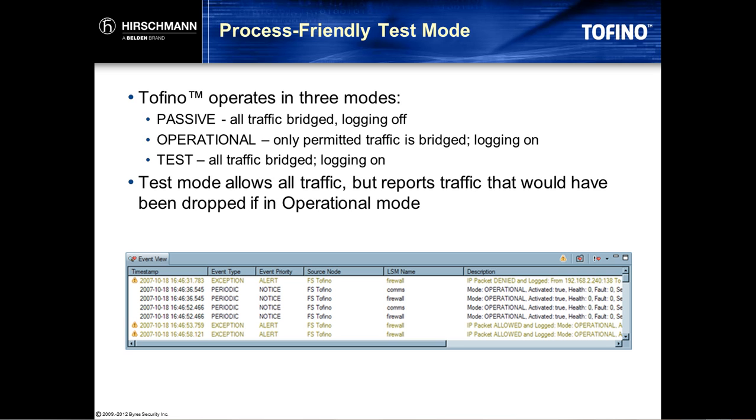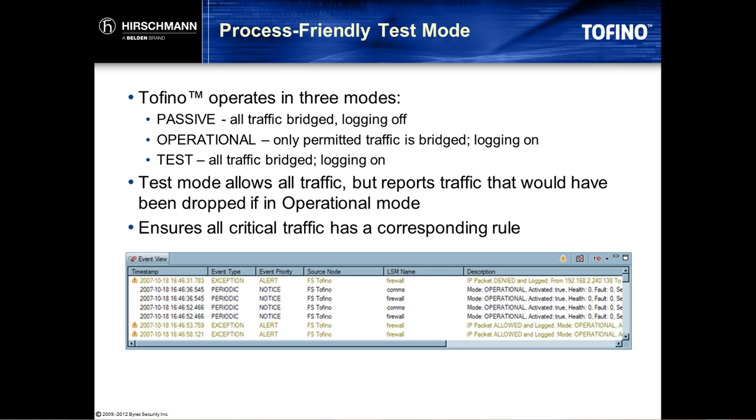In test mode, the Tofino will allow all traffic to pass through the device, but it will check the traffic against the firewall rules, and it will generate alarms for any traffic that would have been blocked if the device was in operational mode. So this is a really great way to try your rules in the real network with real traffic with no risk of accidentally shutting down part of your plant. If traffic is blocked by your rules, it will still go through the device in test mode.